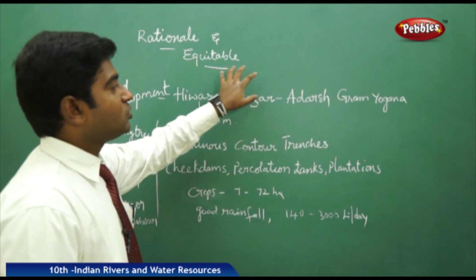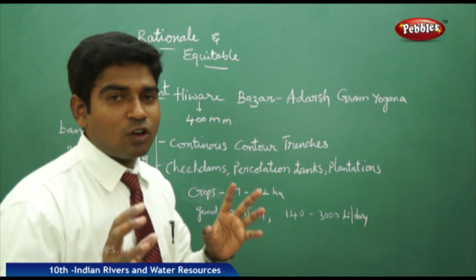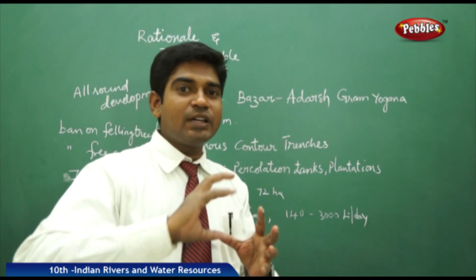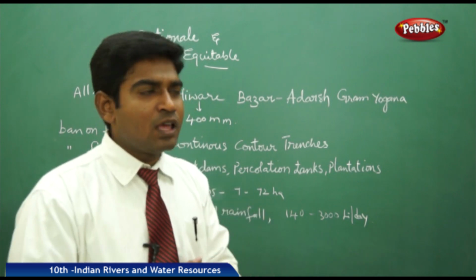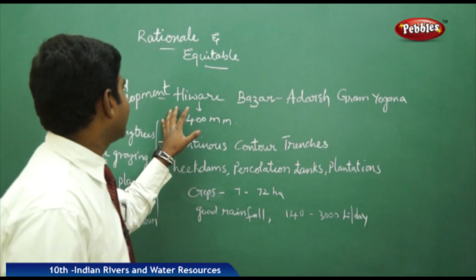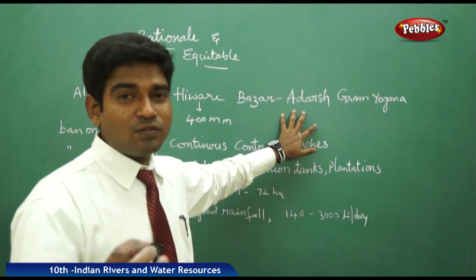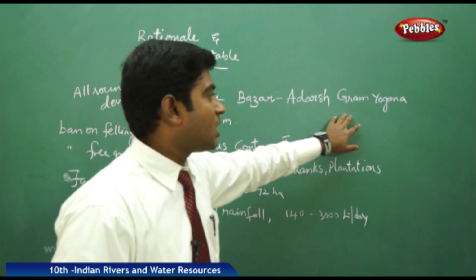Rational and the equitable use of the water. How can we use cleverly or manage the resources which we have limitedly, plan well, use them, and get better results? We have seen an example in Maharashtra at a place called Hiware Bazar. This is under the Maharashtra government's plan, like the Adarsh Gram Yojana.